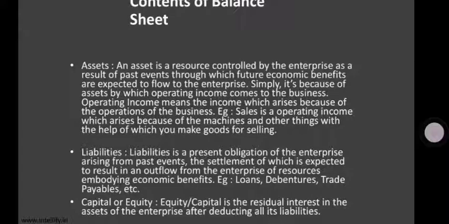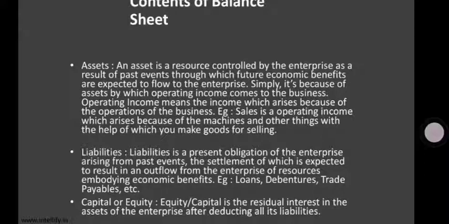For example, you are having a plant and machinery. Now, if you are having a plant and machinery, naturally, you will be producing goods for the purpose of selling. And when you sold those goods, you will be getting what? Profit, which is your source of income. So indirectly, the machine is the source of income for all the profits which you have. So machine is an asset.